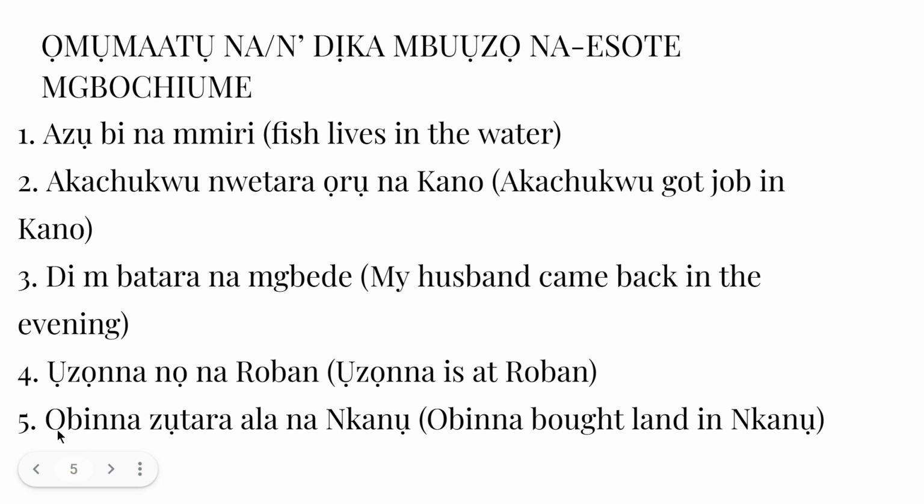And then the last one is Obinna zọtara ala na Nkano. Obinna bought land in Nkano. Where did Obinna buy land? He bought land in Nkano. So this n is not a vowel. That is why we wrote na.